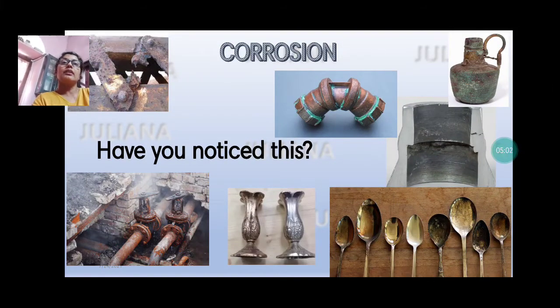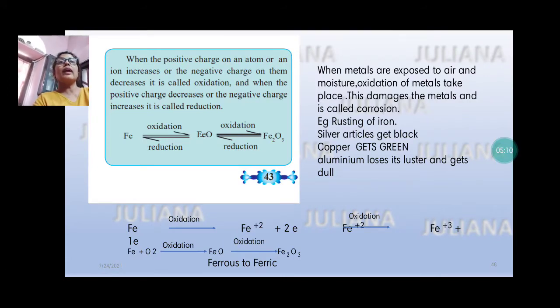Corrosion is also a type of oxidation, where oxygen reacts with metals to oxidize them. We can also say oxidation is when the positive charge on an atom or an ion increases or the negative charge decreases. Now, when will the positive charge increase? When we donate electrons. So when metals donate electrons, the positive charge will increase, or the negative charge becomes lesser than the positive charge.